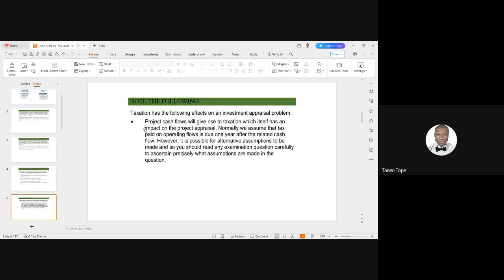Note the following. Taxation has the following effects on an investment appraisal problem. That is, project cash flows will give rise to taxation, which itself has an impact on the project appraisal. Normally we assume that tax paid on operating flows is due 1 year after the related cash flow. However, it is possible for alternative assumptions to be made in the exams, and so you should read any examination question carefully to ascertain precisely what assumptions are made in the question. So this is very important.